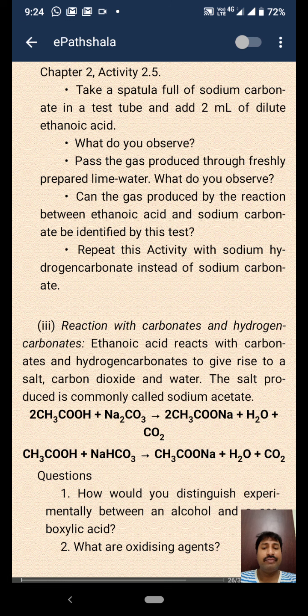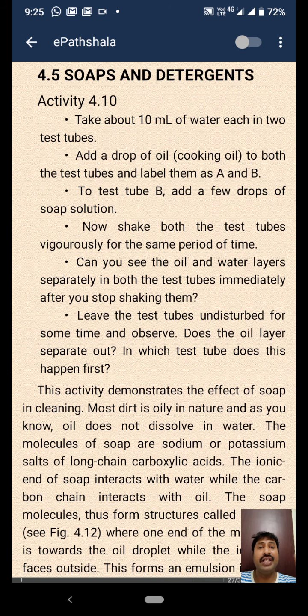What will happen when ethanoic acid is added with sodium carbonate? It will give out CH3COONa, that is sodium ethanoate, plus water. What will happen when ethanoic acid is added with sodium bicarbonate? The same thing, CH3COONa plus H2O plus CO2. Bicarbonate will produce a water molecule and carbon dioxide, so you have to be very careful.